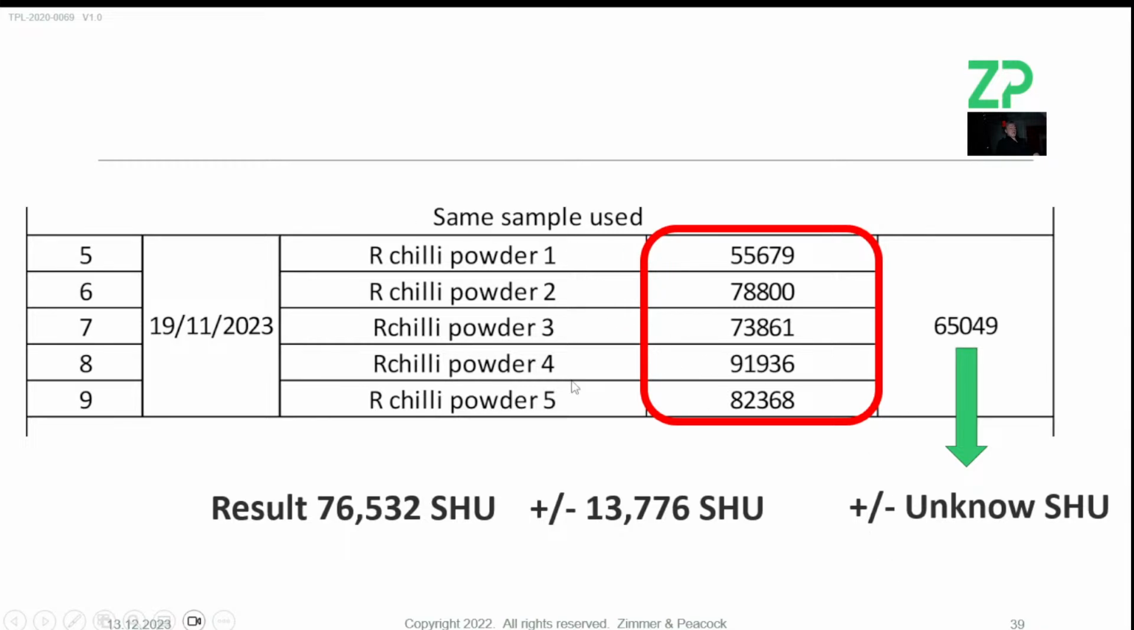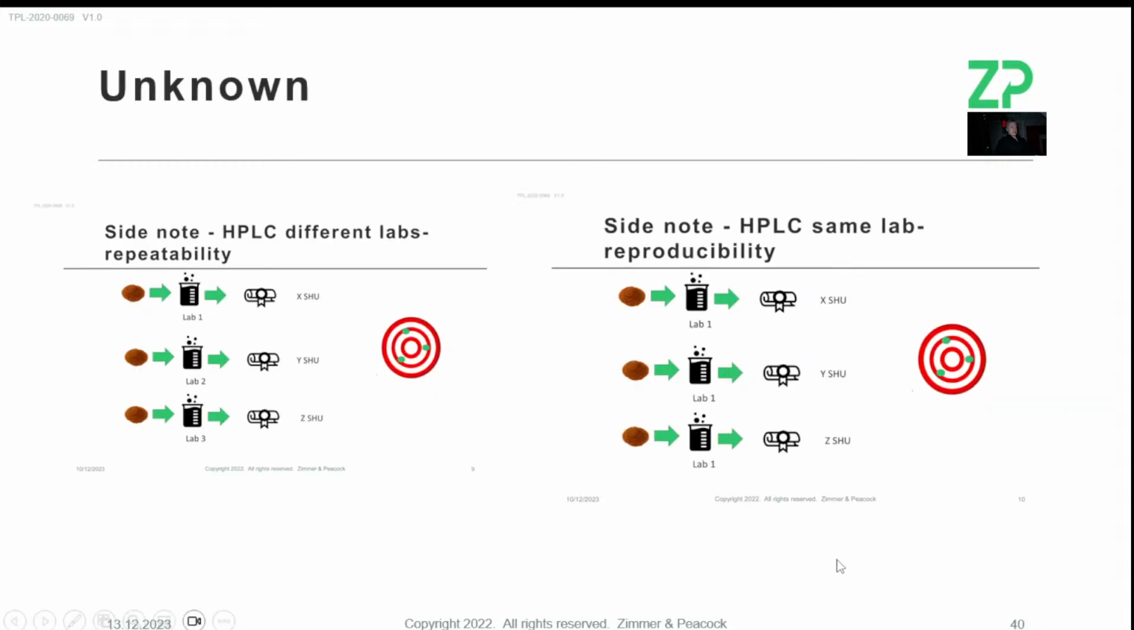But this is the power of the FoodSense, that they were actually able to do 5 tests here and only 1 test here. So now this person can actually say, okay, so I have a result of 76,000, but I have a plus or minus 18% on that. On the HPLC result, they just have this absolute number, no idea of error, and they just take it as an absolute number with no error.